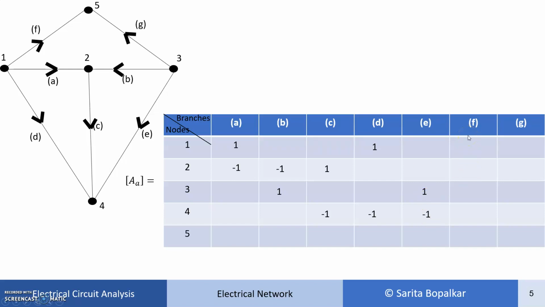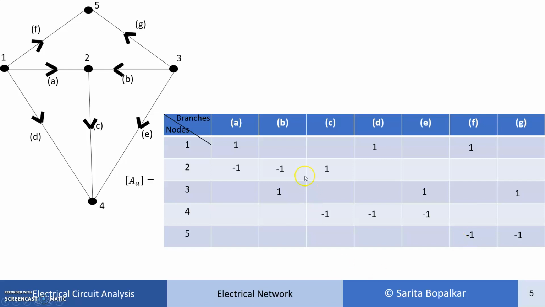Then F, branch F between node 1 and 5. Element 1 and -1 depends upon the orientation. What does this 1 indicate? Branch F is incident at node 1 and element 1 means its orientation is away from node 1. Then branch F is incident at node 5 also, and its orientation is towards node 5 because the element is -1. Similarly for G. And all the other remaining elements are 0.